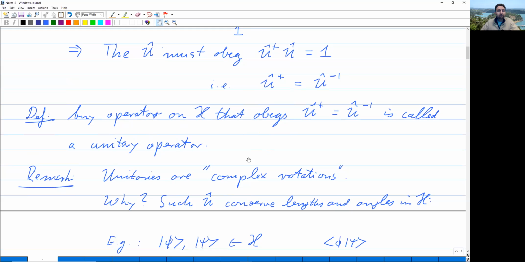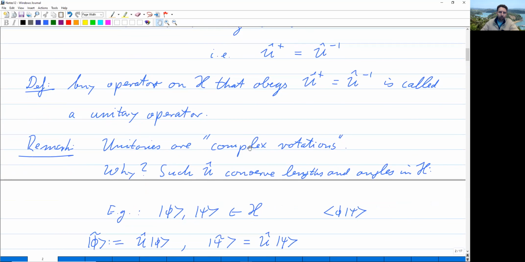Intuitively, unitary operators can be viewed as complex rotations. This is not a technical term, complex rotations. It is just something I'm saying to give you some intuition. So why are they complexified rotations, the unitaries? Well, let me remind you of what a rotation is.